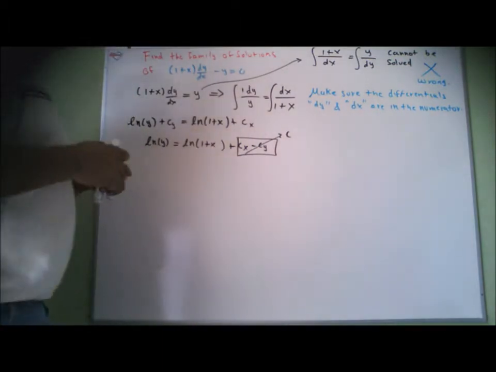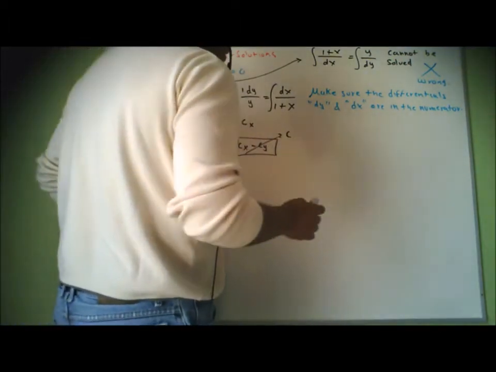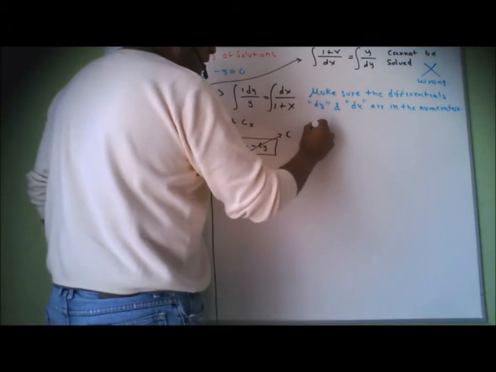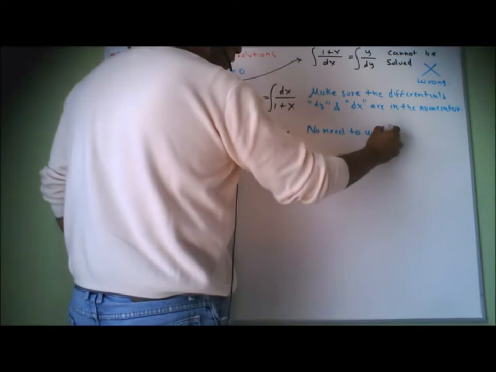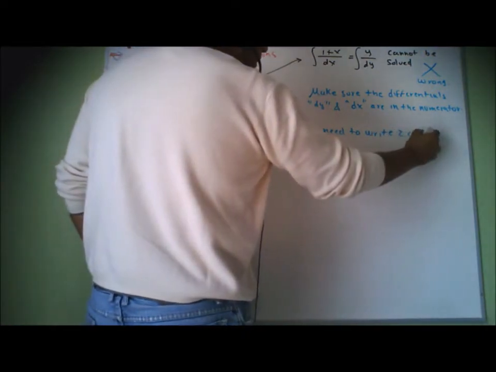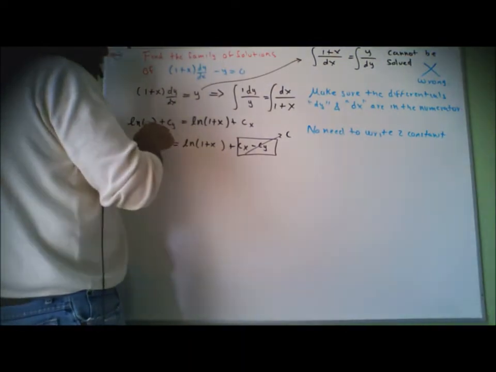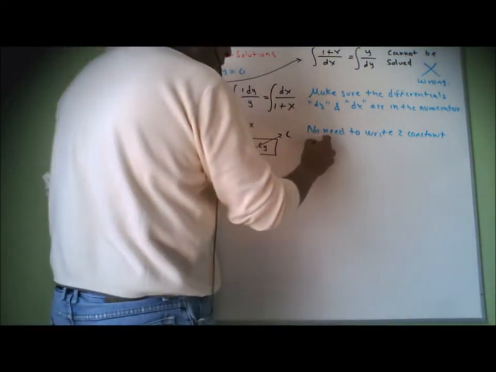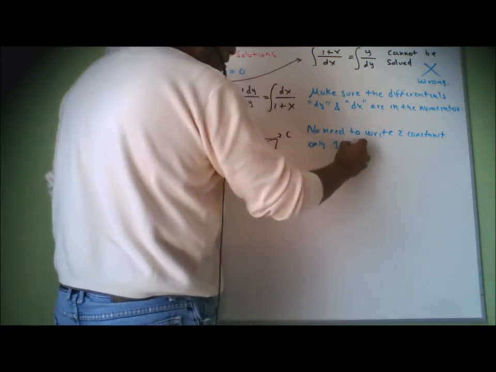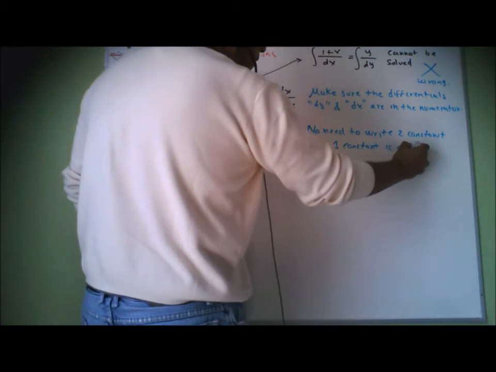So there is no need to write two constants. One constant is enough. So let me make that note: no need to write two constants. And when I say two constants, I mean the constant of the integral of y and the constant of the integral of x. Only one constant is enough.